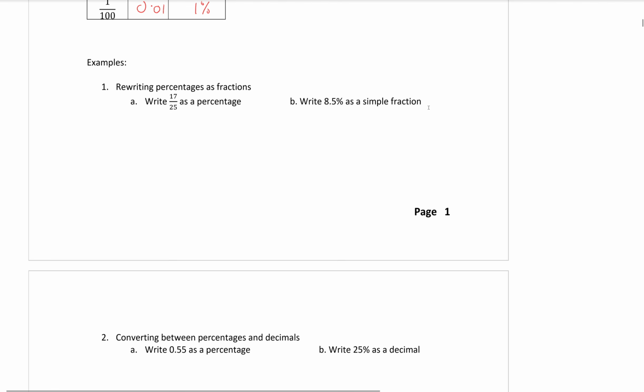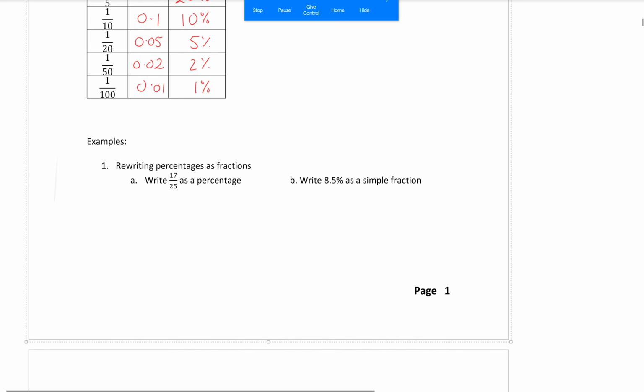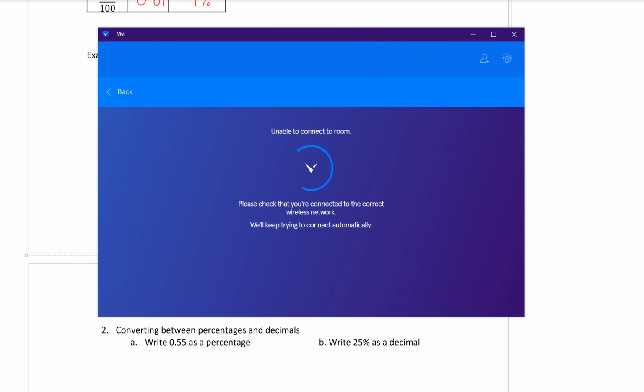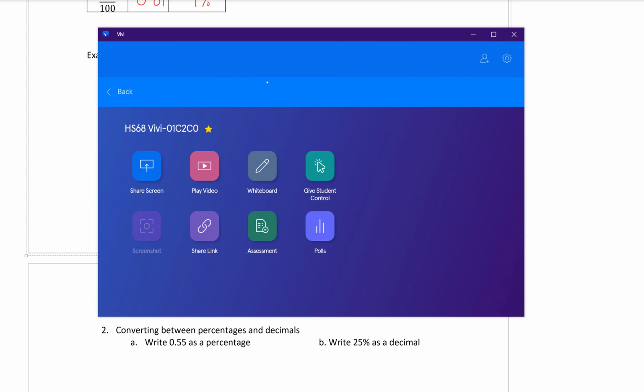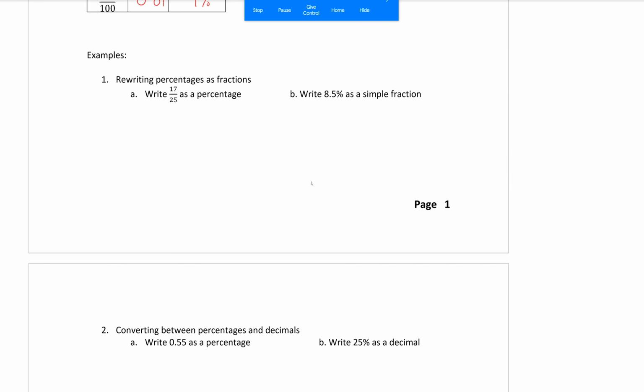Why aren't you scrolling? Come on, keep up. All right. My screen has moved, but that one hasn't. Oh, that's why. It's disconnecting me. Someone's disconnecting me. Let's try again. Bring it back. There we go.